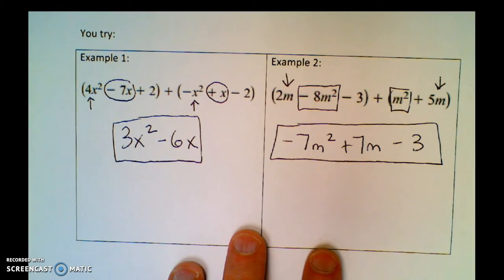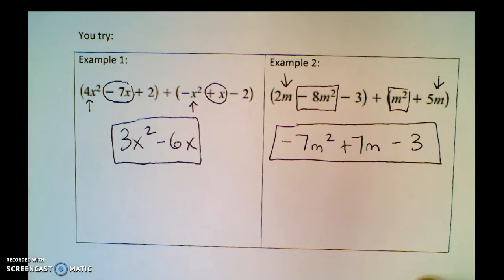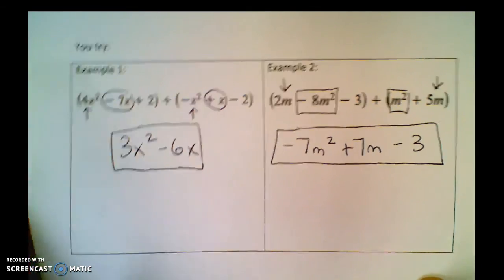Alright, so now let's take a look at subtracting. Subtracting is a little bit harder, but it's a step that we can still do. So flip it over.